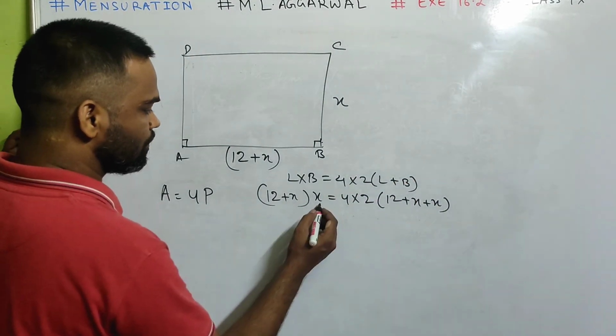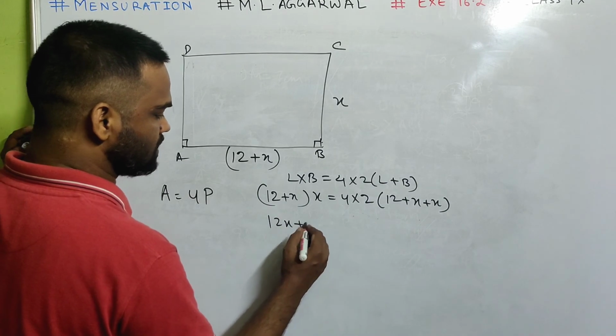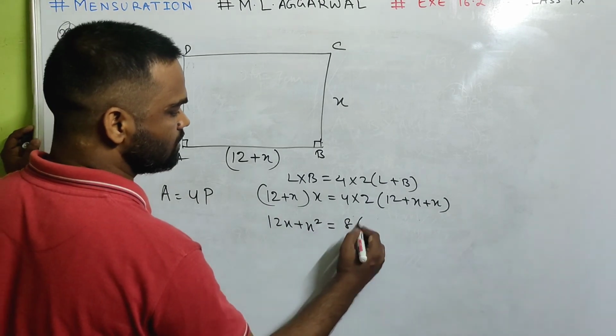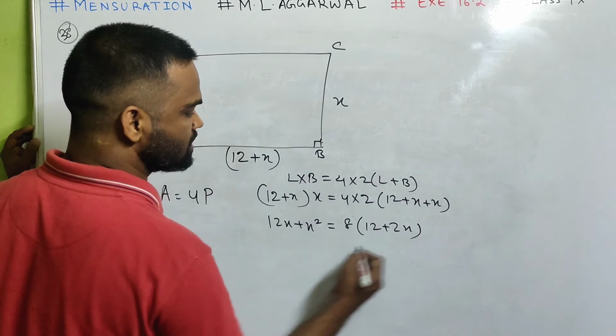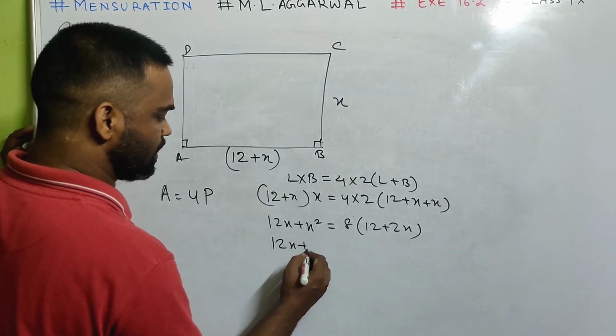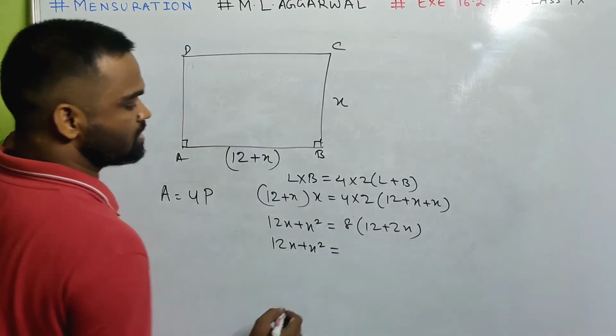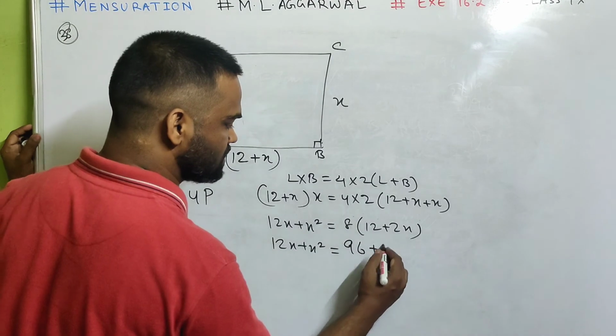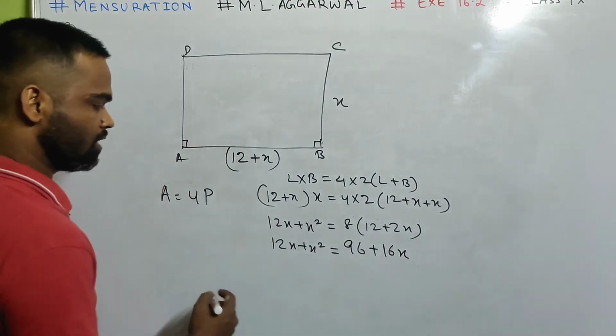Then solve it. This is 12x plus x square, 8. This is 12 plus 2x. That's 12x plus x square is equal to, this is 96 plus 16x. Bring it on one side.